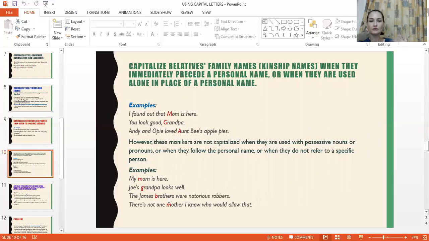Also there's a rule that you do not capitalize grandpa, grandma, and so on, when they do not refer to a specific person, like any mother or mothers of the world, mothers of all the children in the school. We do not capitalize those nouns. Look, the last examples. The James brothers were notorious robbers. There is not one mother I know who would allow that. Do we know which mother? No, any mother. That's why we do not capitalize this.